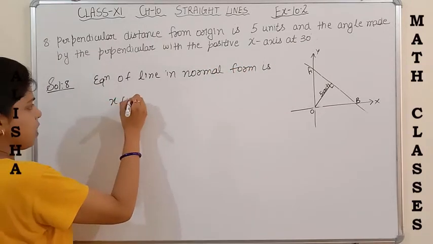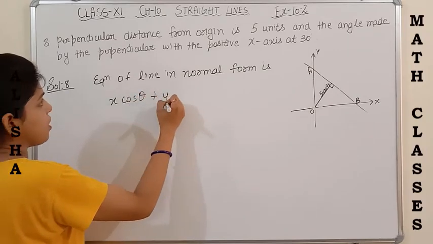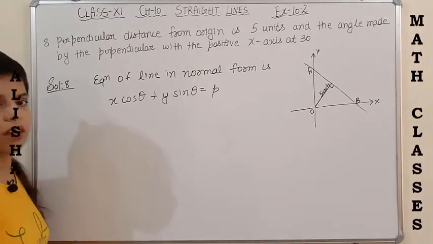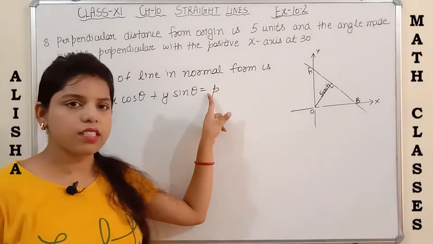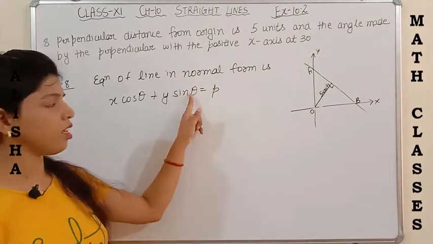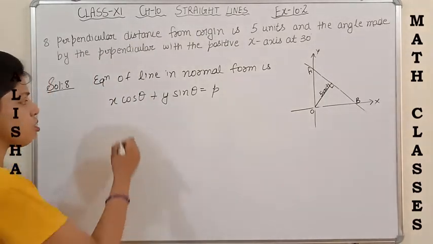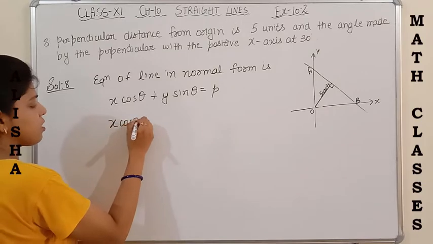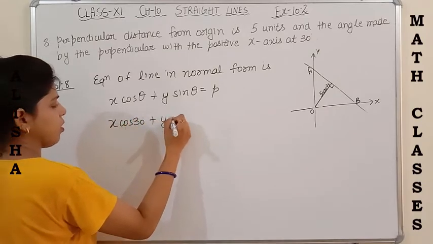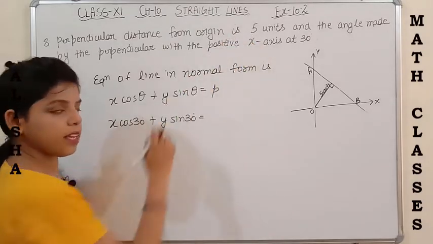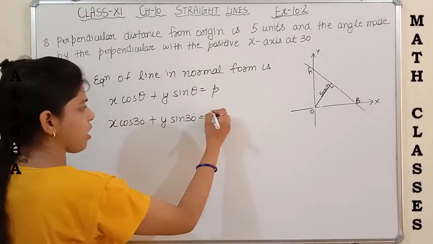x cos theta plus y sin theta is equal to p, where p is the perpendicular distance from the origin and theta is the angle which the line is making with the positive x-axis. So very simple, here theta is 30 degree. And what is the value of p? P is the perpendicular distance from origin, that is 5.